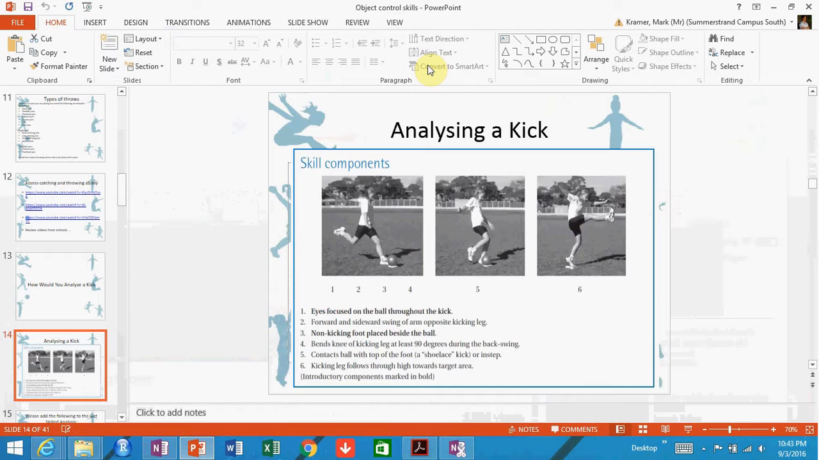Okay, so kicking action, we'll notice eyes focus on the ball throughout the kick. Forward and sideways swing of the arms in opposition to legs. Non-kicking foot placed beside the ball. Bends knee of the kicking leg to about 90 degrees. Contact ball with the top of the foot or shoelace kick or instep. Again, that depends on what the goal is when you're kicking. And kicking leg follows through high towards target area.